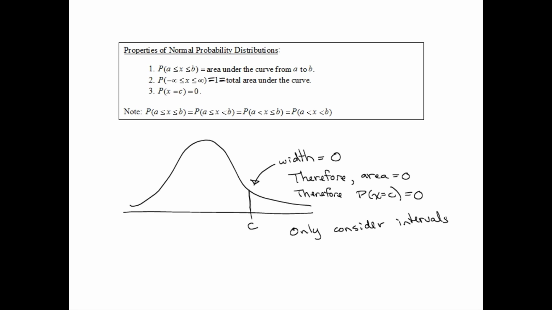Notice this last fact, the fact that the probability of x being equal to C is 0, means that it does not matter whether we include the ends of our interval or not, because the area directly above that A or that B, that boundary, is 0. So therefore, whether we include one end, both ends, or neither end, all of these are the same, due to the fact that the probability of x being a particular number is considered to be 0.